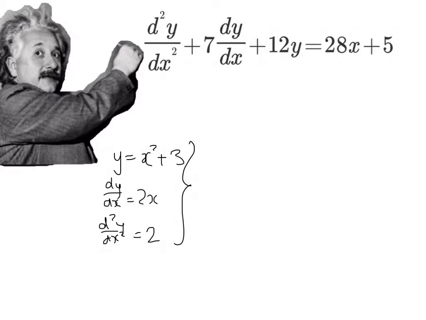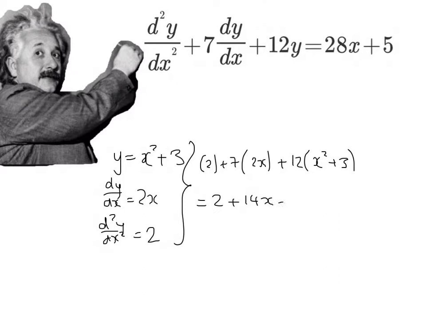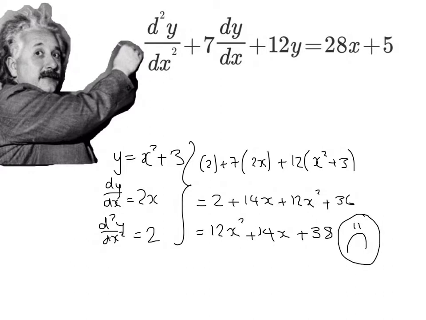So let's put these into the equation and see if I got lucky, and it's going to produce 28x plus 5. So second derivative, add 7 lots of the first derivative, add 12 lots of the original function, fingers crossed, equals 2 plus 14x plus 12x squared plus 36. I don't think this is going to be good, is it? Okay, plus 14x plus 38. Okay, that didn't work. That is not 28x plus 5. Okay, well, it was a long shot. We can try something else.